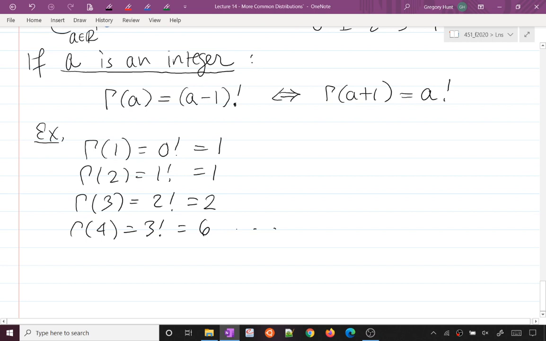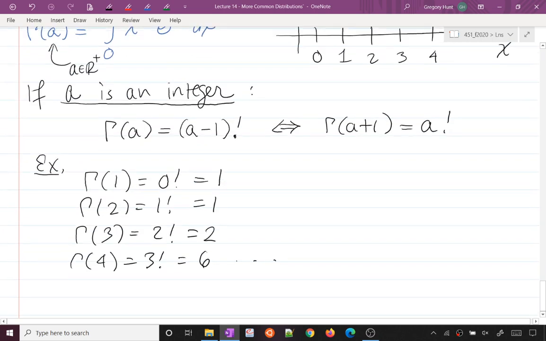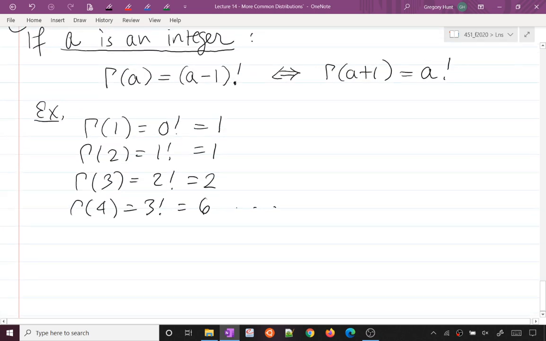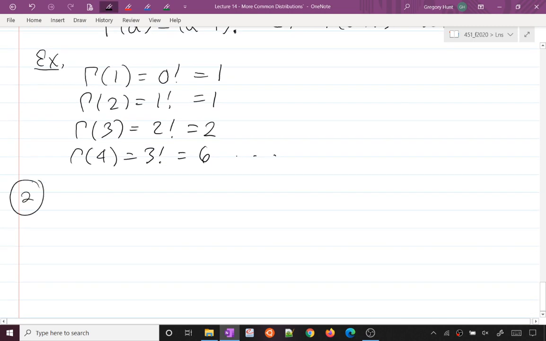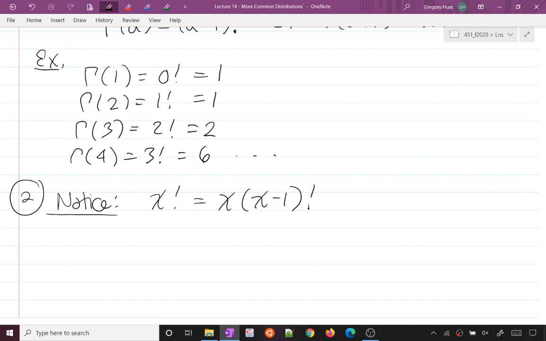A further fact that's really useful, so let's just say this is fact 1 that's very useful. A further fact of this gamma function is that, notice that for factorials, I could write x factorial as x times x minus 1 factorial. We did this in the previous problem with the Poisson random variable, right? And for gamma, it is similarly true. So this is true for x integers.